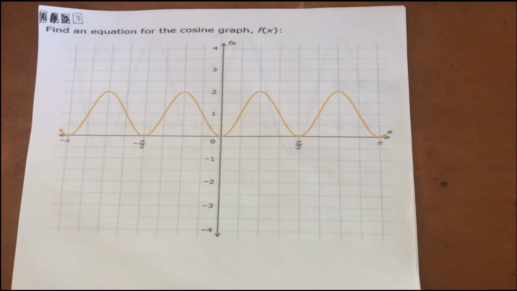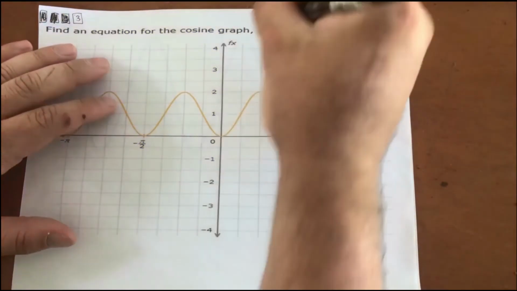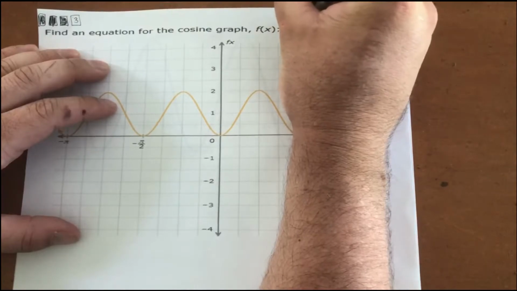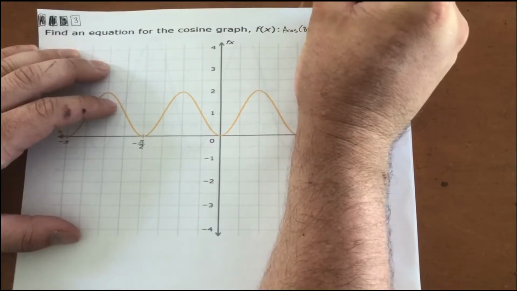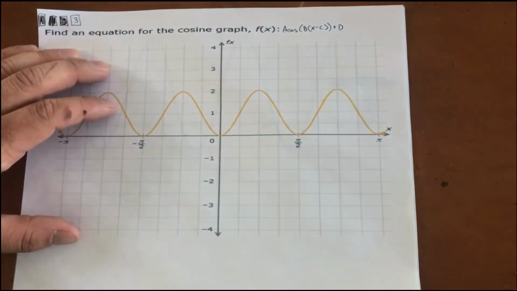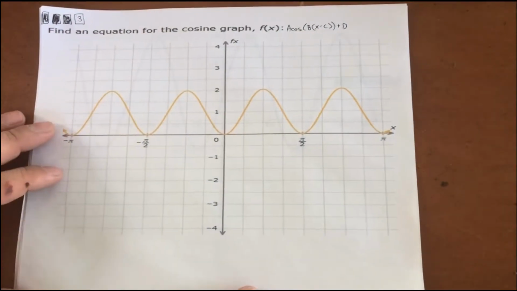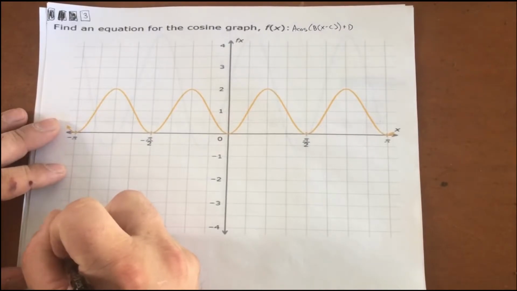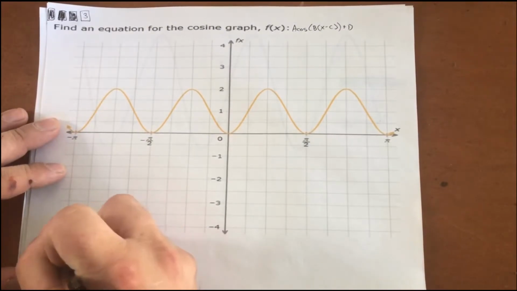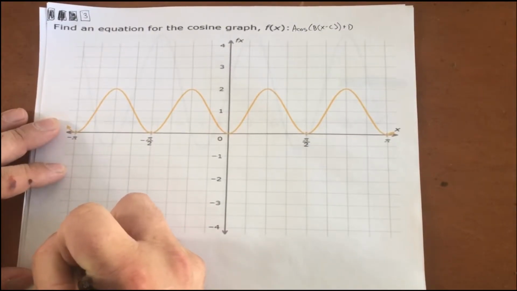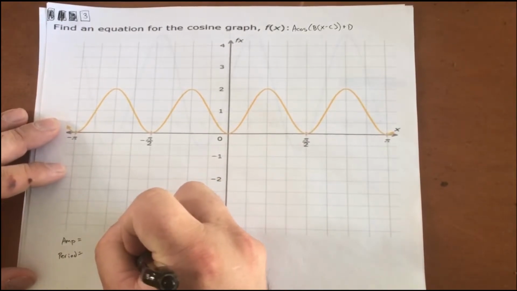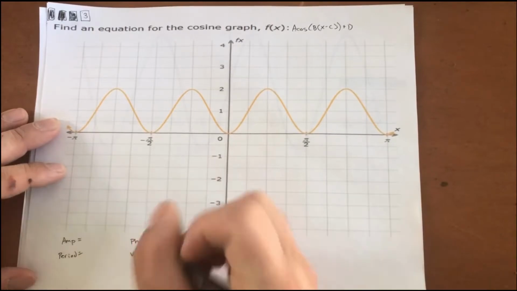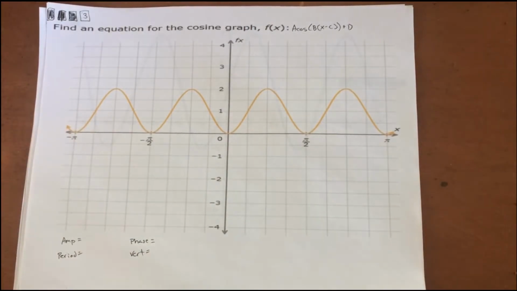For my last cosine graph, I'm still using a times the cosine of b times x minus c, plus d. So I'm still using that same equation every time. I'm going to find the same 4 pieces of information: my amplitude, my period, my phase shift, and my vertical shift. All right, so let's start with the things that I know.